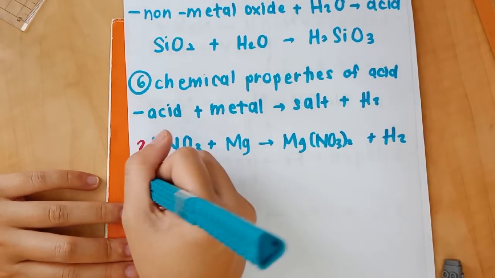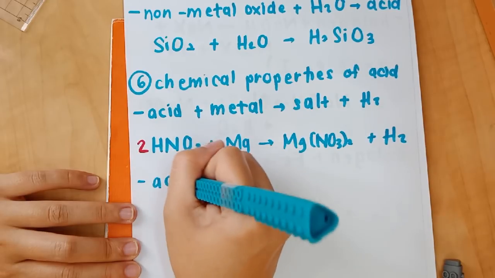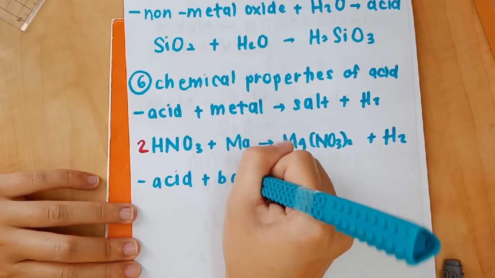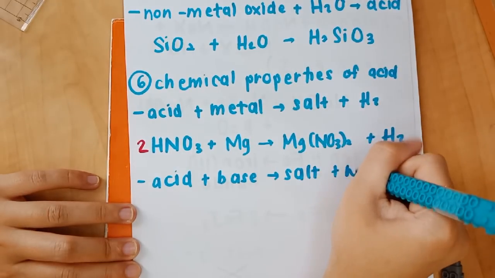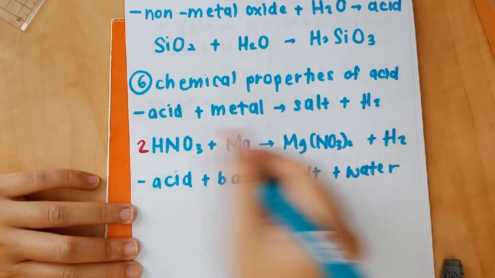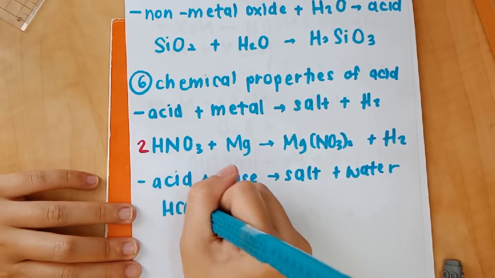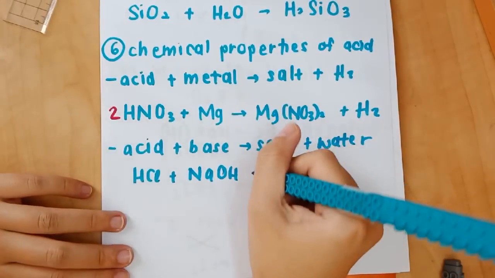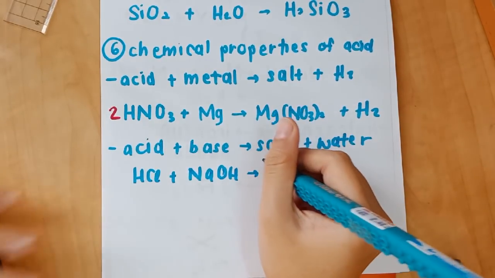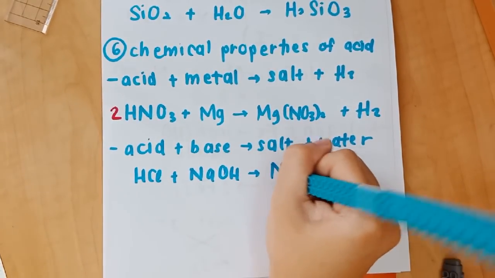The next thing that you have to know for acids is that when an acid is added to a base, a salt and water are formed. I'm sure most of you are familiar with this. This is a very popular one. So I'm just using HCl and NaOH as an example. So you'll obtain NaCl, which is a salt, and water.